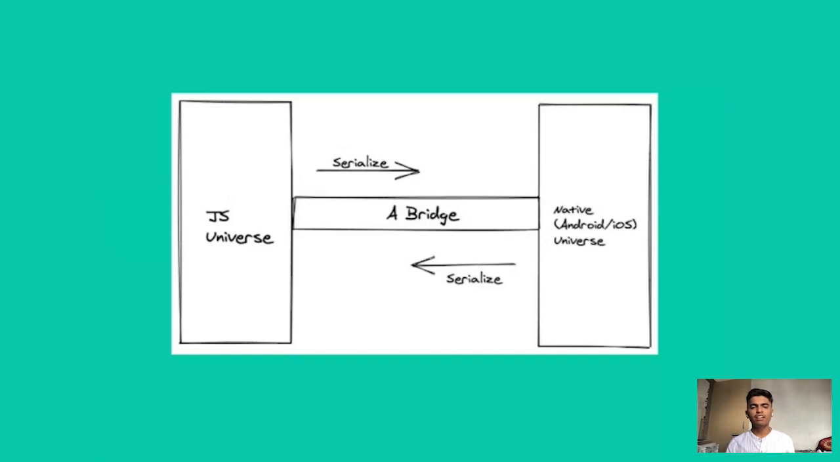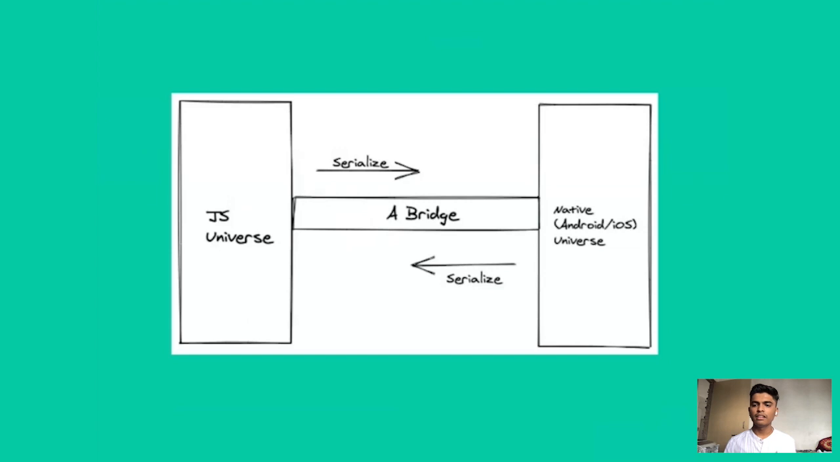I know that this diagram doesn't make any sense, but imagine this is a JavaScript universe and this is a native universe. I like to talk in terms of universes because if both universes are different, then we need some way so they can communicate with each other, right? So for this, we have a bridge again. This bridge basically sends your data back and forth.